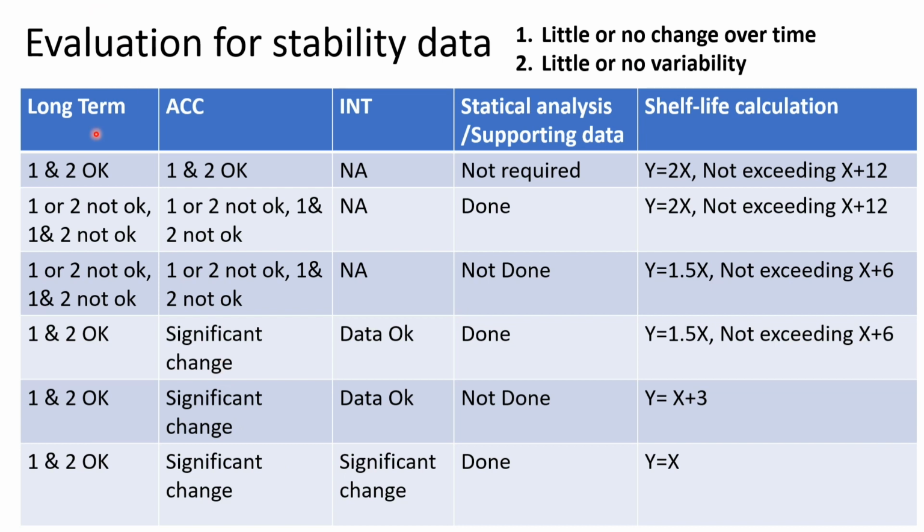Now, long term not okay, ACC not okay, intermediate not okay. This product is not sustainable to the market. Do not dispatch to the market, do not supply to the market. So this is how to evaluate the stability study data, how to define the shelf life, how to define the expiry period, how to define the retest. This I have explained completely here.